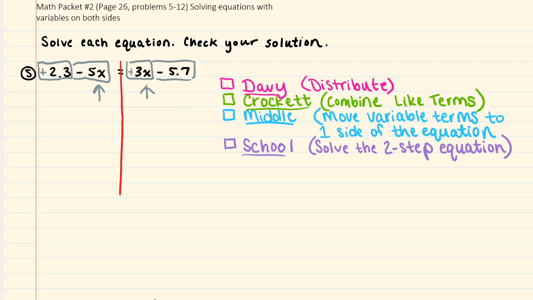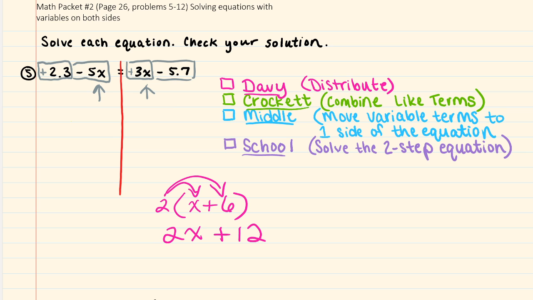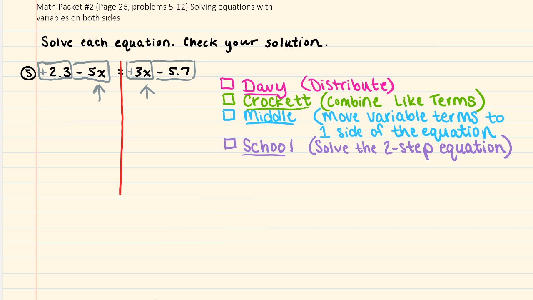So first step is distribute. We don't have any distribution in this problem or any of the other problems. I think you'll know distribution when you see it because you'll have a number outside of a parentheses like this. That will tell you that you need to distribute the number in front of the parentheses. But we don't have any of that, so we're going to X that out. We're going to skip it.